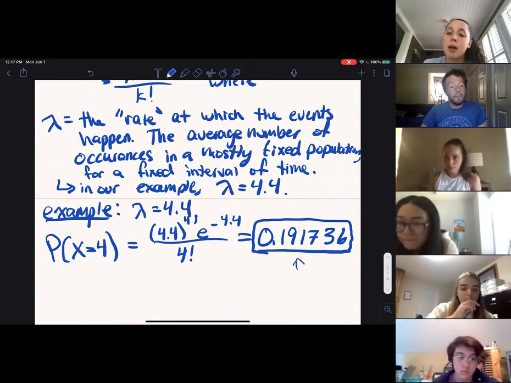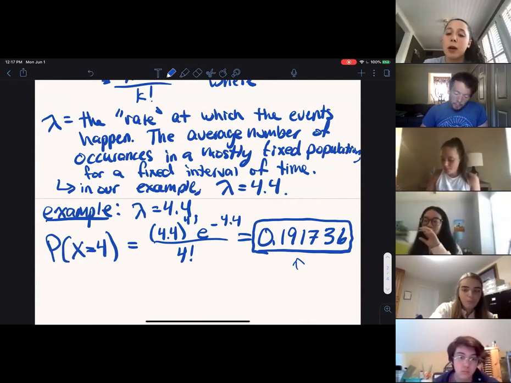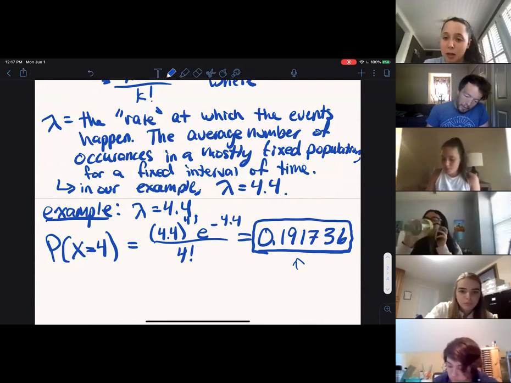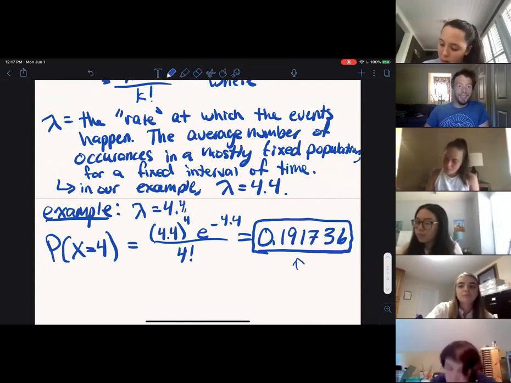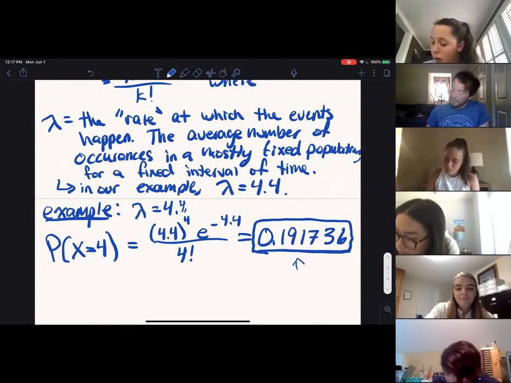Does it say 4.4 to the power of what? Sorry, I just missed. Oh, I think there's a comma here. It's 4.4 to the power of 4. Oh, okay. Nice.